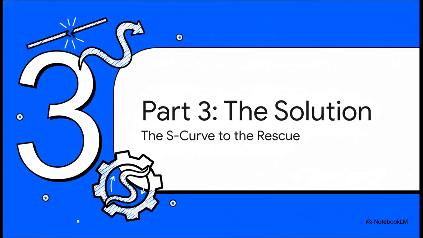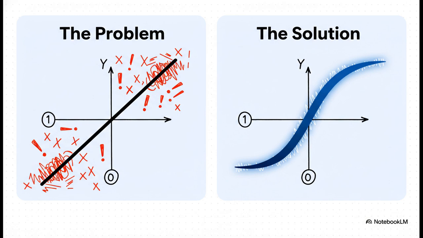Okay, so if a straight line is the problem, what's the fix? Well, this brings us to the hero of our story, a really simple, elegant solution called the S-curve. This little curve is the engine behind our next model, logistic regression. And here is the fix, side by side. On the left, you see our problem, that straight line that just shoots off into impossible territory. But on the right, you see the magic. This S-shaped curve is mathematically designed so that it can never go below 0, and it can never go above 1.